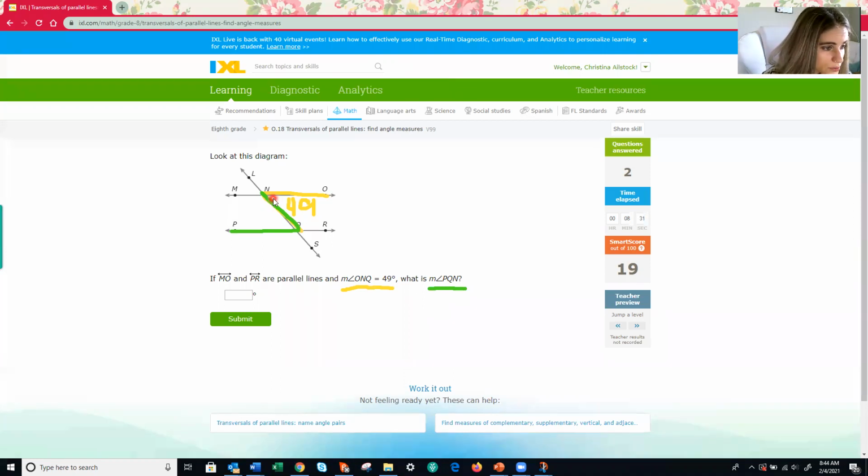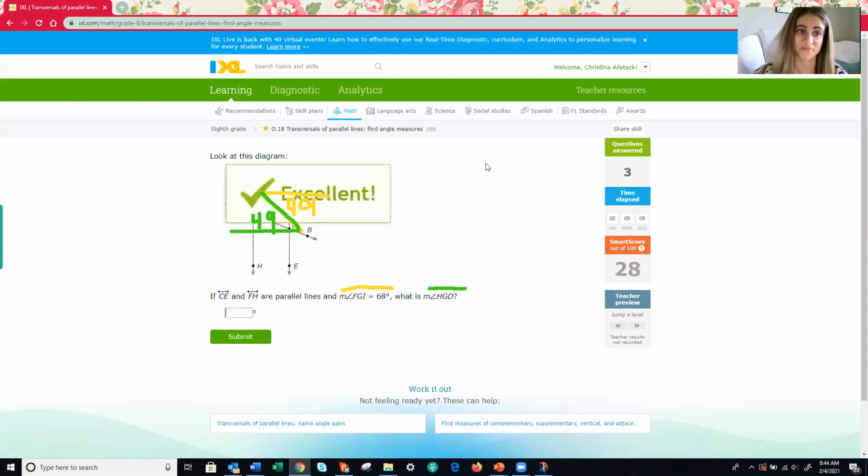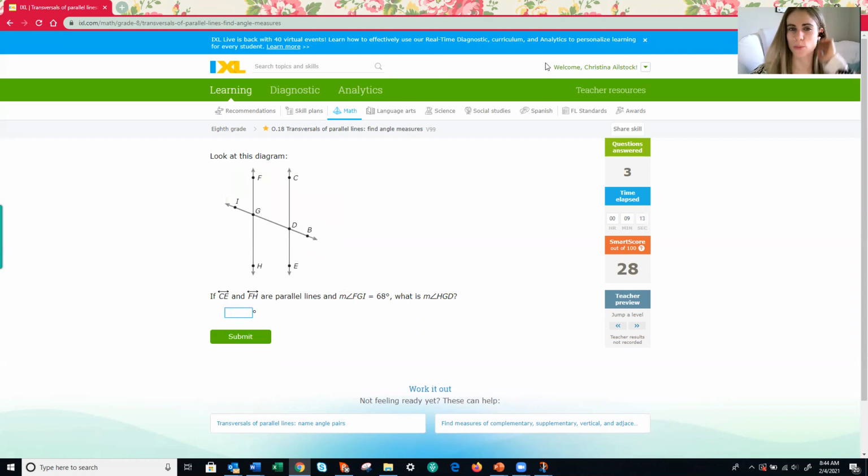So these two angles, I have one here and one here. Notice that they are both inside my lines. So they're both interior angles. Now, are they alternate? Yep. One is on the right of my transversal, and one is on the left. So these do match the definition of alternate interior angles. And alternate interior angles are congruent, which means it's 49 degrees. There we go.